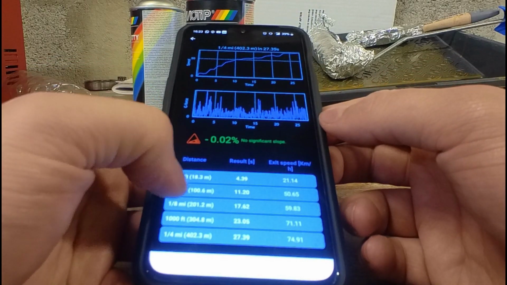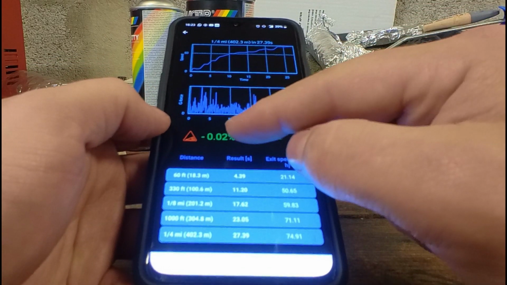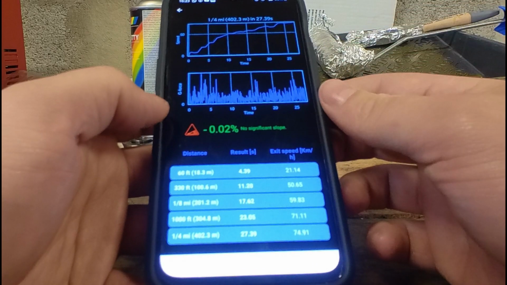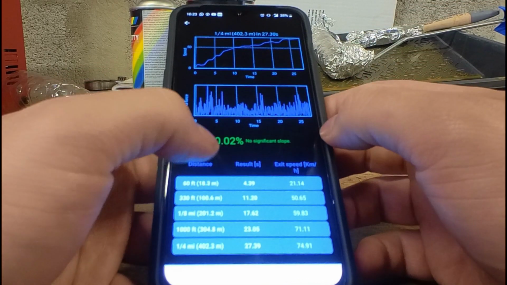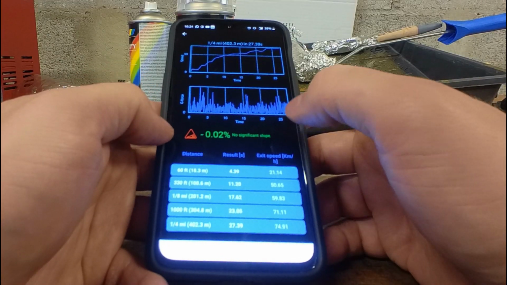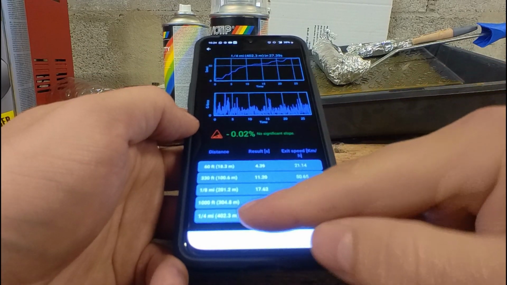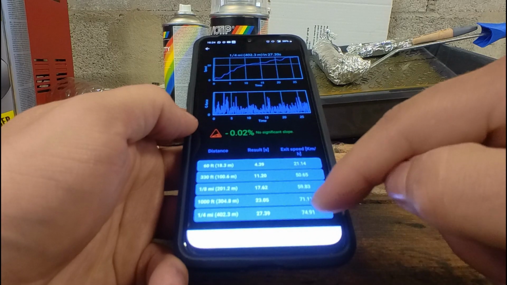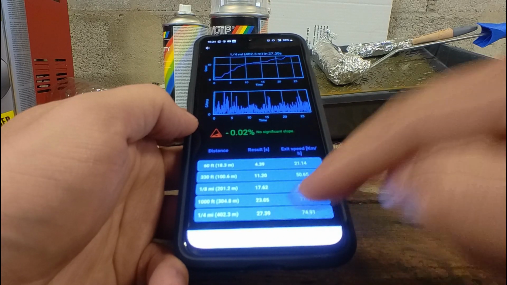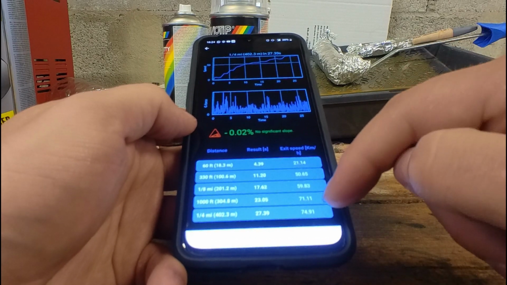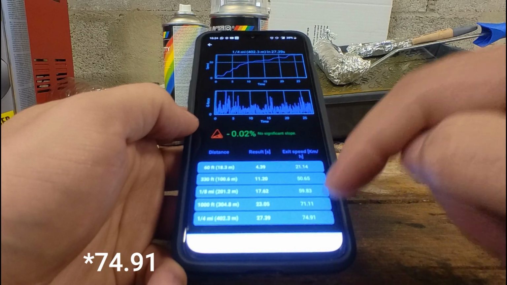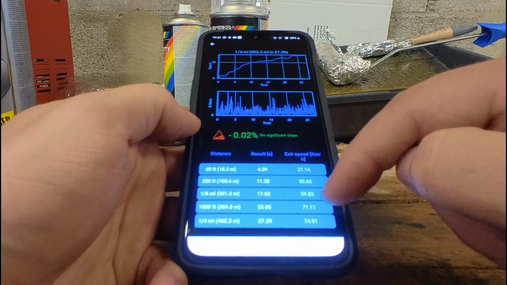So we have a minus 0.02% of slope, which, let's consider this a flat road. So it was a pretty good run. We did a quarter mile run in 27.39 seconds with an exit speed of 47.91 kilometers an hour, which I think is actually pretty good.